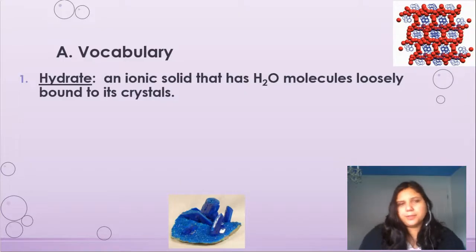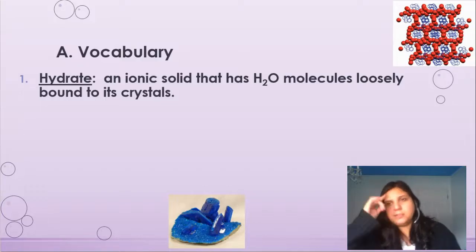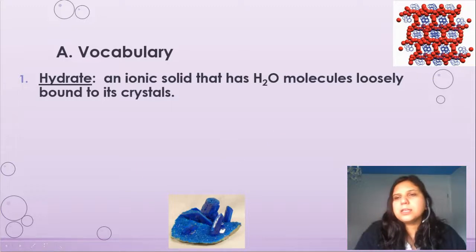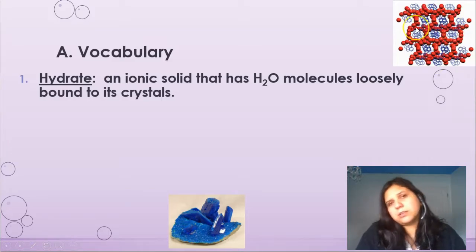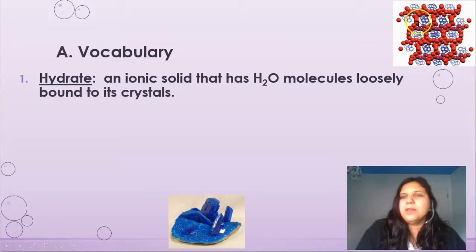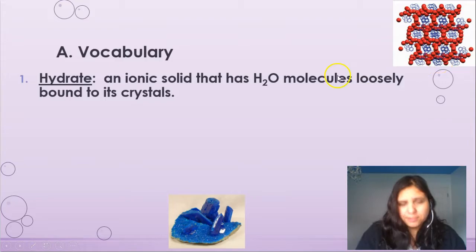So here's some vocabulary for you. The first one, hydrate, is any ionic compound that has water molecules bound to its crystals. Now, not all ionic compounds will form hydrates, but a lot do. And so here I have a picture of what's going on. You have these positive ions and negative ions that make up this crystal, and then within that you have water molecules attached to them. They're just bound within the crystal structure itself.